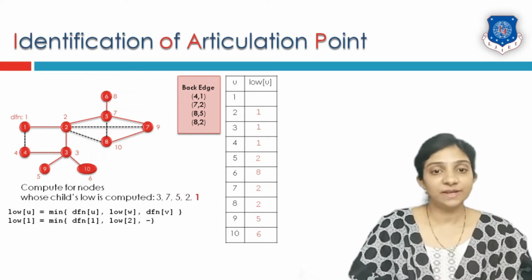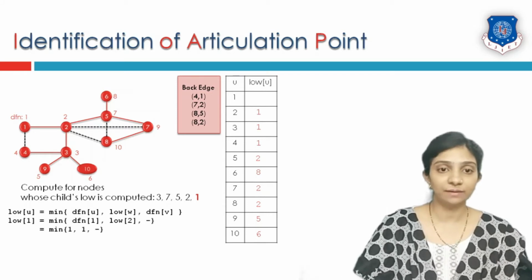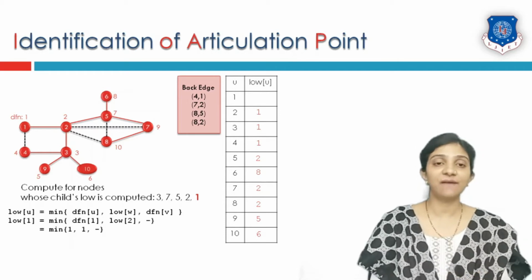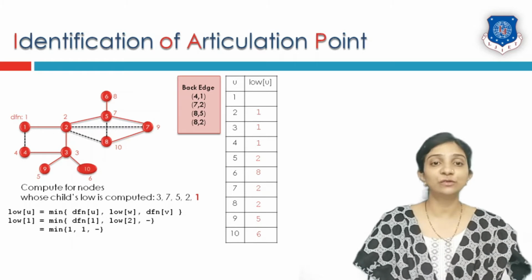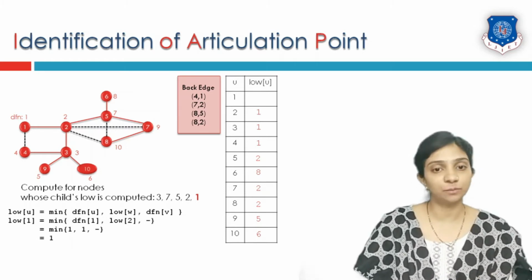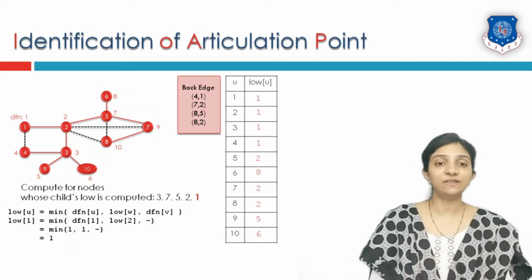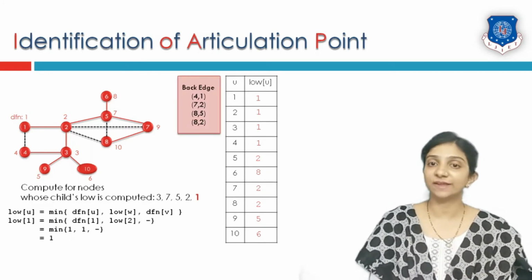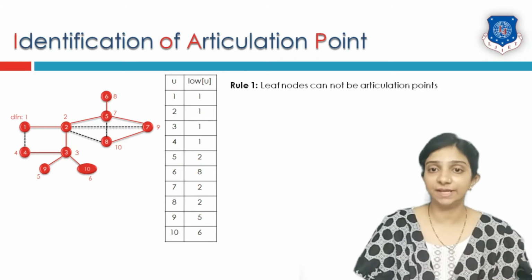The last vertex for which we have to calculate is vertex number 1. Vertex number 1 has DFN 1. It has only one child, vertex number 2, and there is no back edge that starts from vertex number 1. So the third component will be dash. Now out of these two values, the least or minimum value is 1. So its entry is being made inside the table. Now the table is ready.